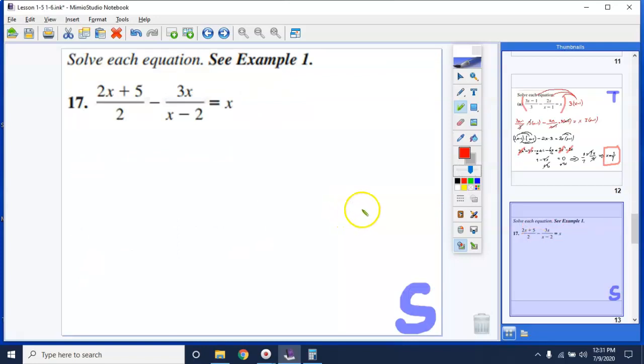So in this case, there are similar examples. I want you to pause the video and try to solve this example, please.